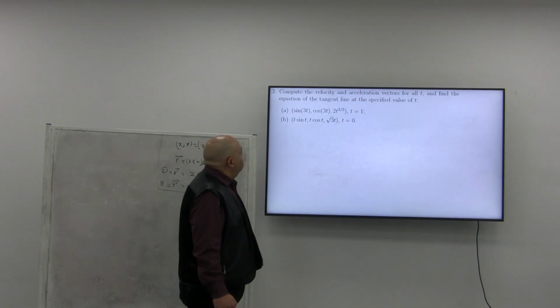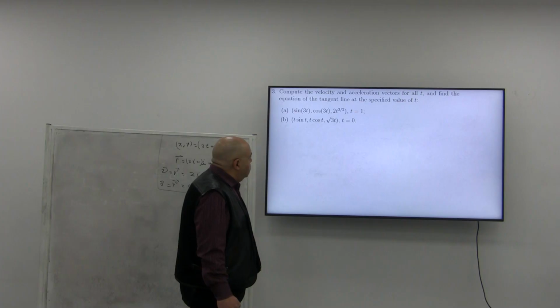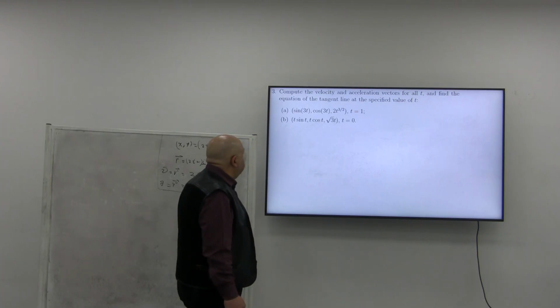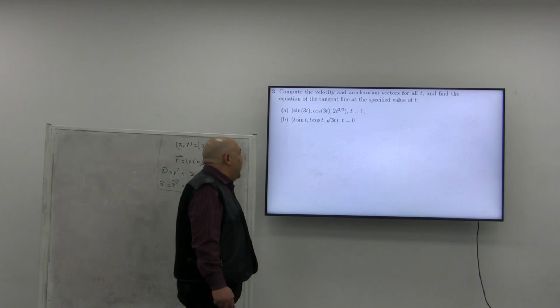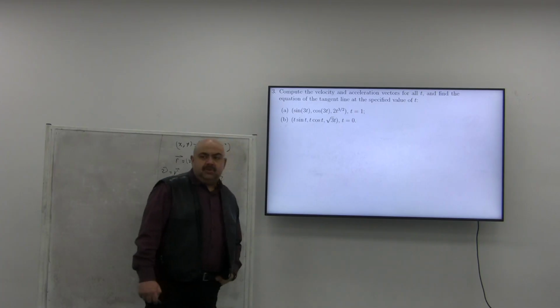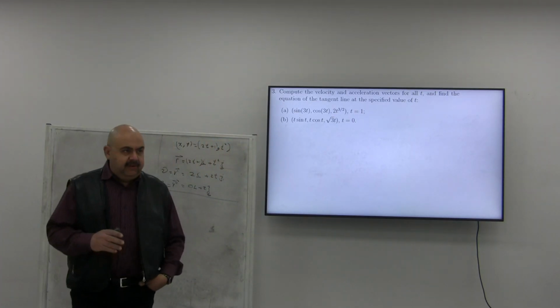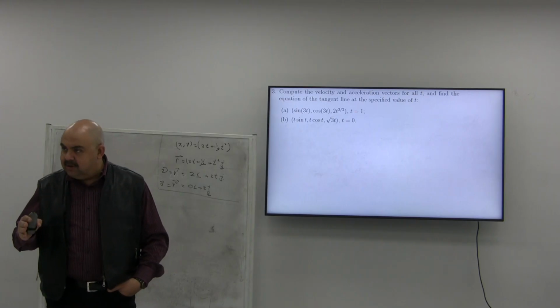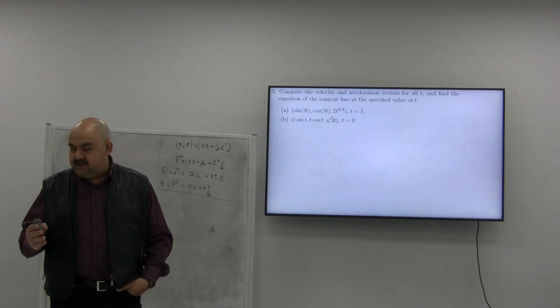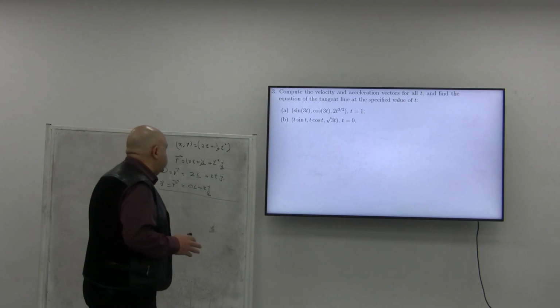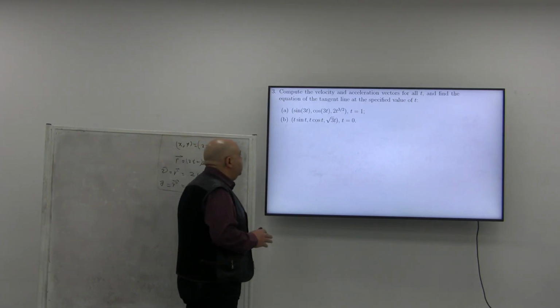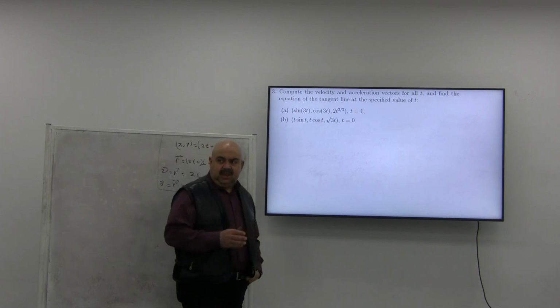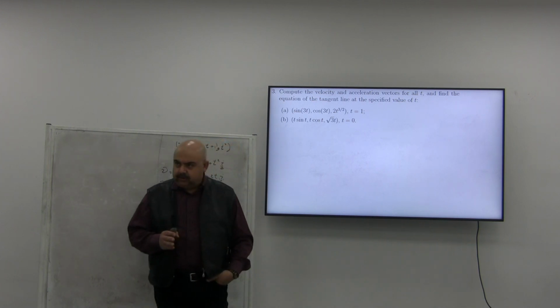Now compute the velocity and acceleration for all t and define the equation of the tangent line at the specified value of t. So now I need you to get the velocity and acceleration, and then to get the tangent equation of these curves. So for the first one, which is sine 3t, cosine 3t, and you have 2t to the power of 3 over 2, at t equal 1. Let's see how to do it.